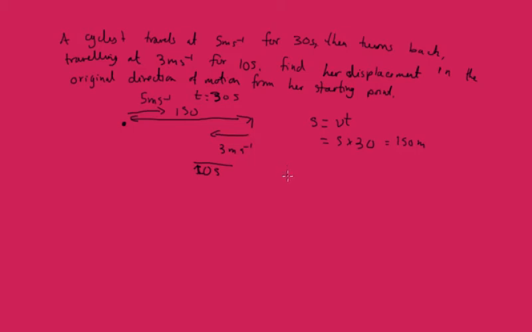Now, that's S1. S2 is going to be minus 3, which is in the opposite direction, times 10, which is minus 30 meters. So the distance that she ends up is going to be 150 plus minus 30, which is 120 meters. So from here to here is the distance she is from her original starting point.